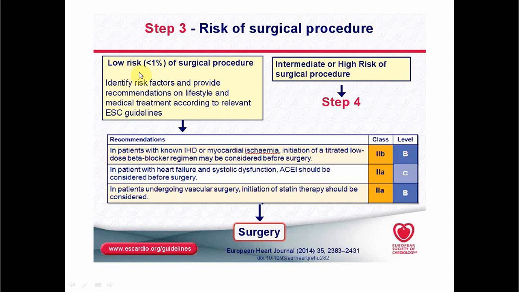If this risk is low, the category of low risk surgical procedures, then you should recommend lifestyle modification, identify and treat the risk factors of the patient, and optimize the medical treatment. If the patient has a non-ischemic heart disease, then the patient should be on the optimal dose of beta blocker. If the patient has heart failure or systolic dysfunction, then the patient should be under treatment with the optimal dose or maximal dose of ACE inhibitor.